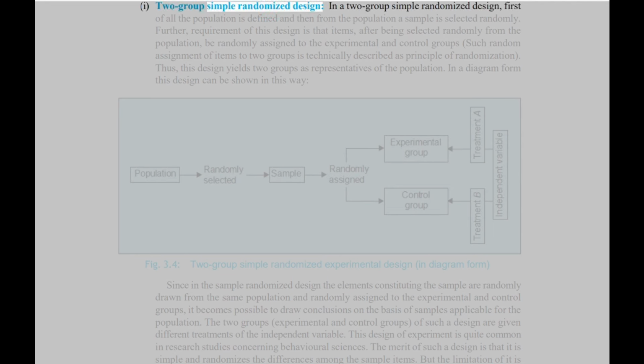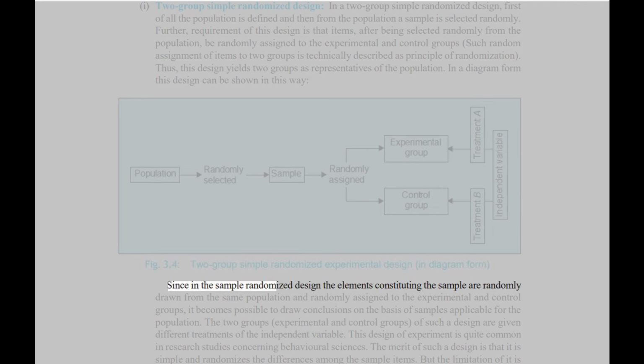I. Two-group simple randomized design. In a two-group simple randomized design, first of all the population is defined and then from the population a sample is selected randomly. Further, requirement of this design is that items, after being selected randomly from the population, be randomly assigned to the experimental and control groups. Such random assignment of items to two groups is technically described as principle of randomization. Thus, this design yields two groups as representatives of the population. In a diagram form, this design can be shown in this way. Fig. 3.4. Two-group simple randomized experimental design in diagram form.